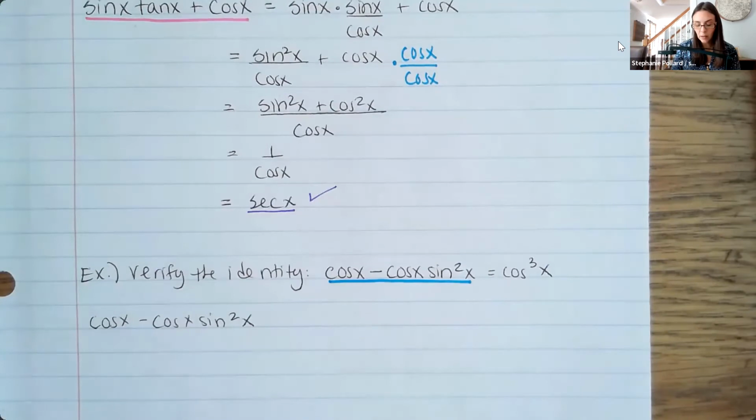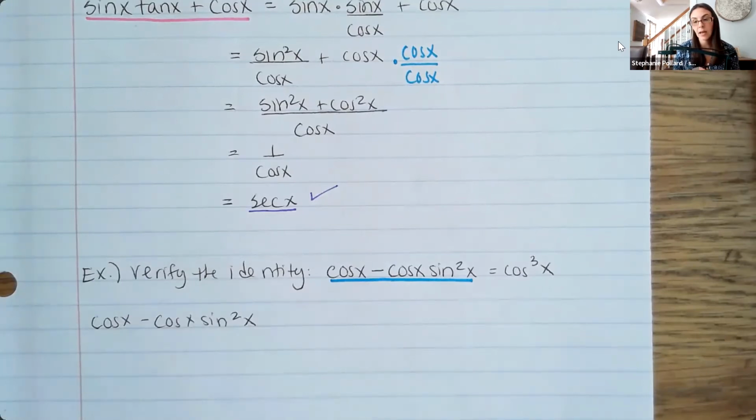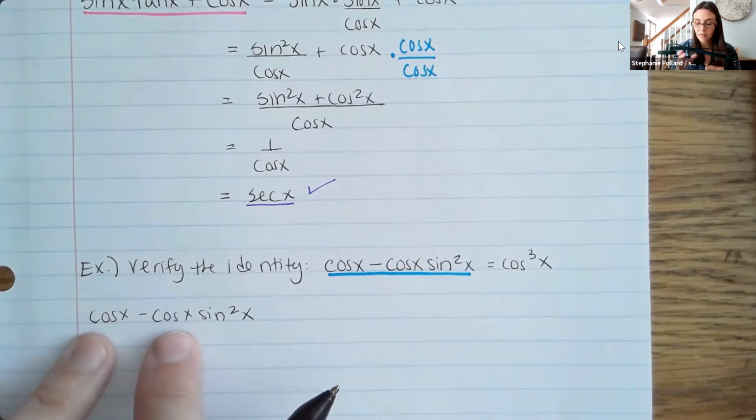And then again, I don't really see any easy transitions, right? I don't have tan or cotangent, or I don't have cosecant or secant. Those are ones that I switch over right away to sines and cosines, typically speaking, not always, but usually. I can't really think of anything to do, so I'm going to try factoring. I see that they both have a cosine in them, so I'm going to try factoring that out.